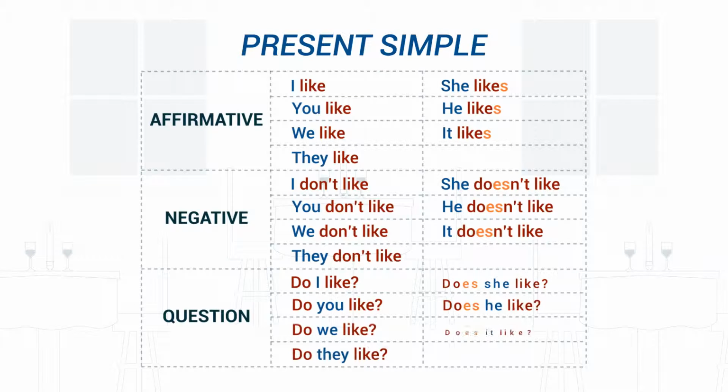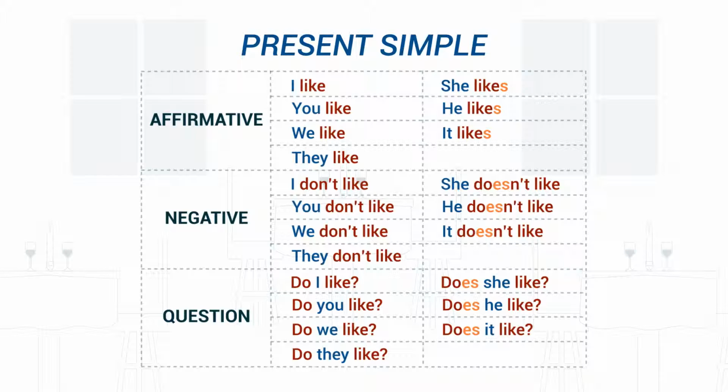Affirmative. In affirmative sentences, we have two types of conjugations for verbs. One for I, you, we, and they, and the second one for he, she, and it. I like, you like, we like, they like, or she likes, he likes, or it likes.